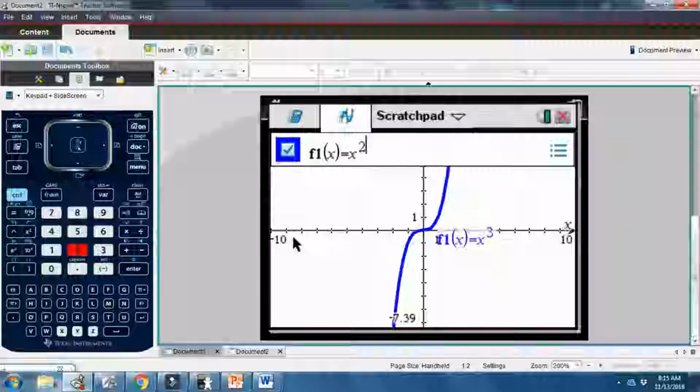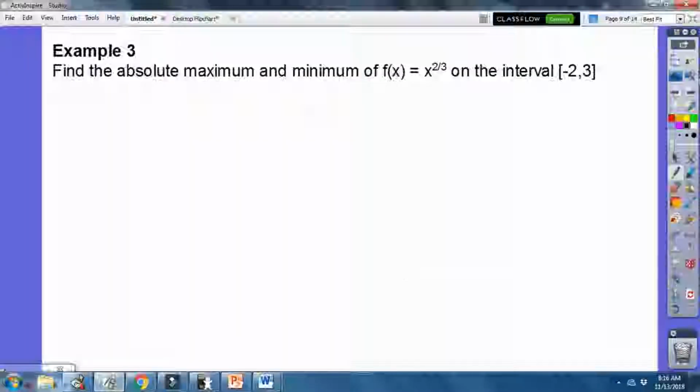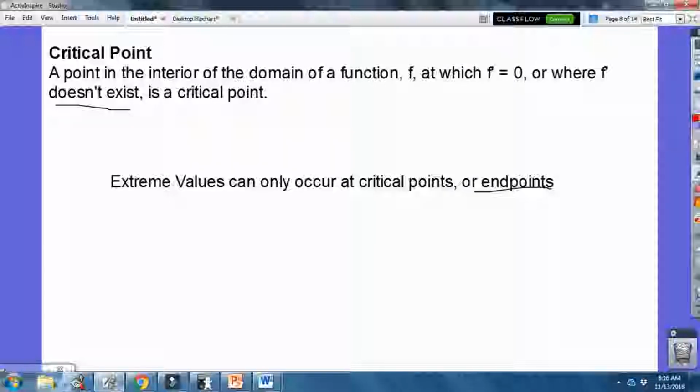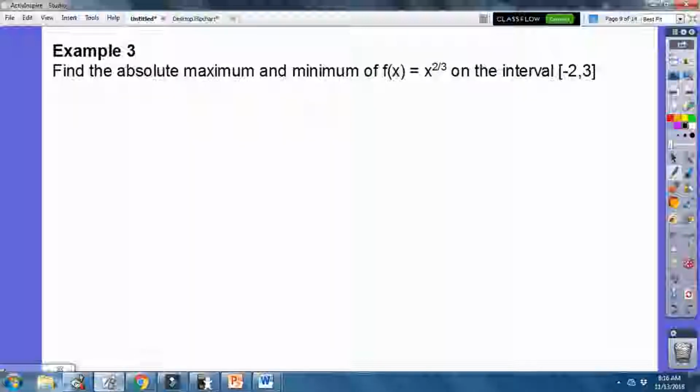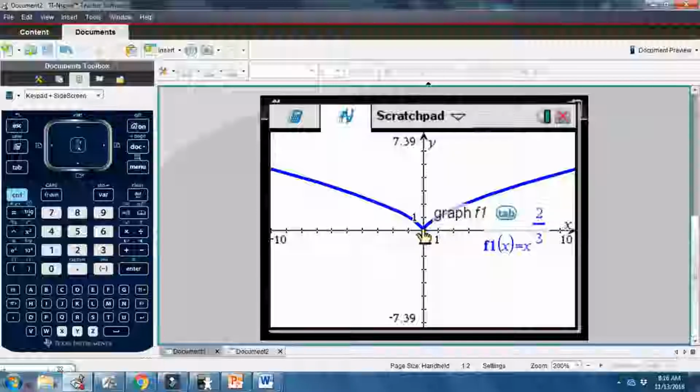x to the 2/3. Okay, that's a weird looking graph there. So I can see that there is a minimum here. I can also see, oh, I glossed over something in the definition. It also says, or where f prime doesn't exist. If you can see here, if we look at this graph, f prime clearly doesn't exist at 0. So I do have to check that point when I do my analytical analysis. But I am going to check f prime equals 0 because that's clearly the minimum.